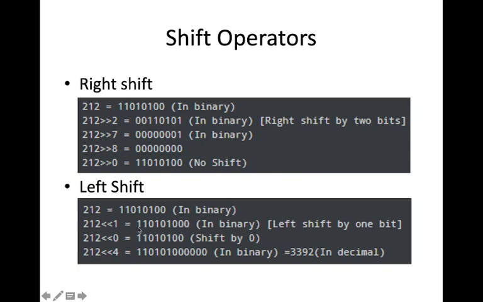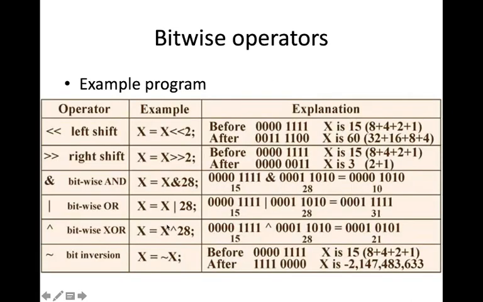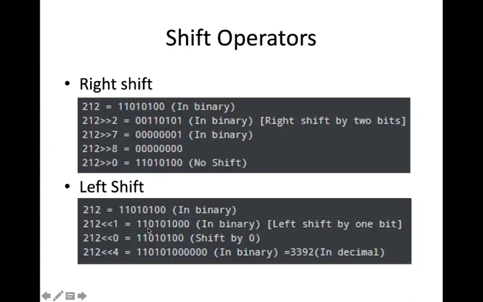This 1 will also be there; in some cases it won't be displayed. Anyway, 1 bit is shifted to the left. Here it will be 1 1 0 1, so one more 0 has come here. Similarly, if nothing is shifted, we will get the same value here. If 4 bits are shifted, then 4 zeros will be there.